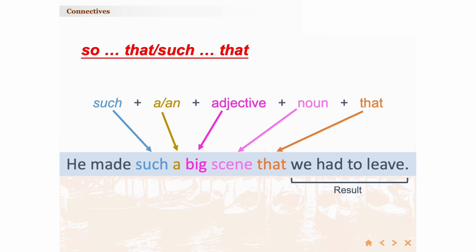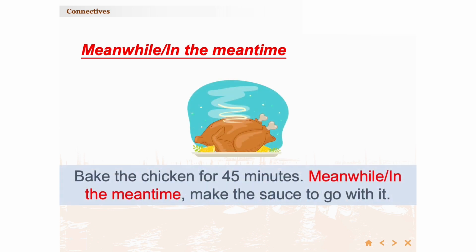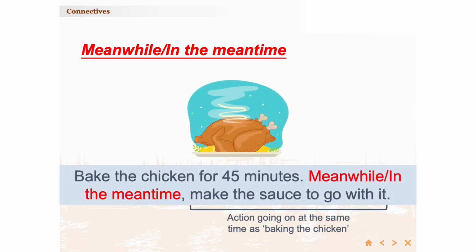Now let's look at two other connectives, meanwhile and in the meantime. Here is an example. Bake the chicken for 45 minutes. Meanwhile, make the sauce to go with it. We can use "in the meantime" in place of "meanwhile." The connective "meanwhile" is used here to add extra information that has a time link to the event of the speaker baking a chicken. This sentence tells the reader to make the sauce while baking the chicken.